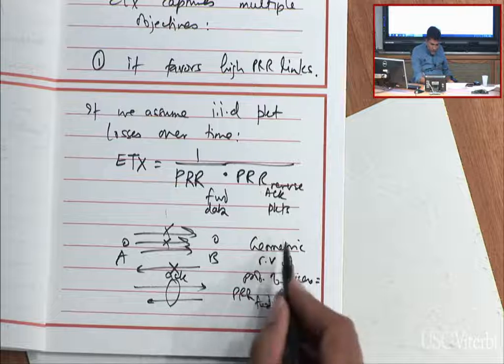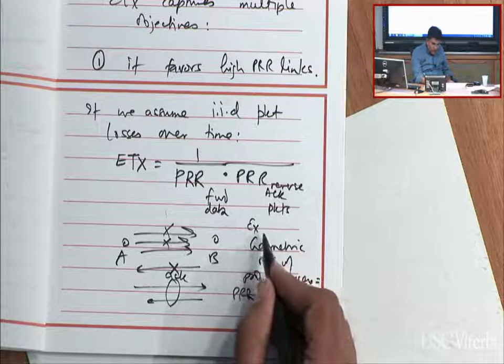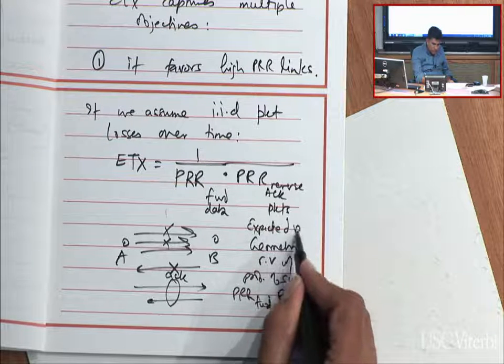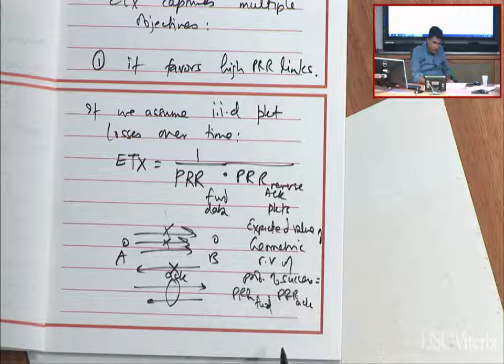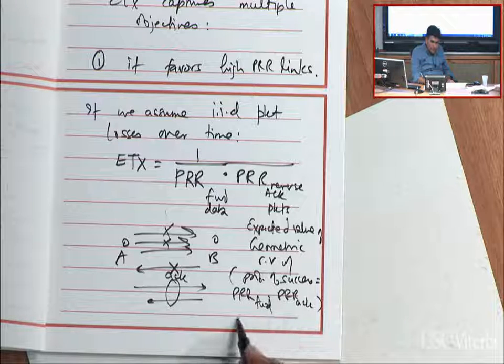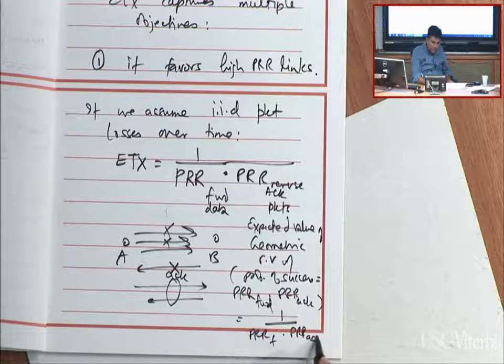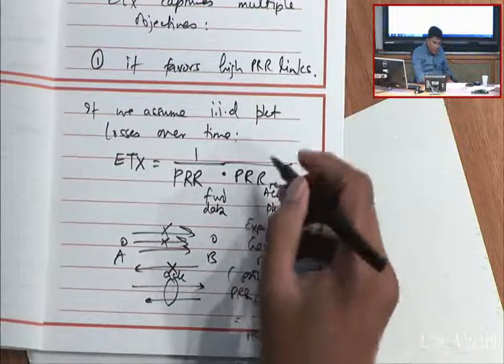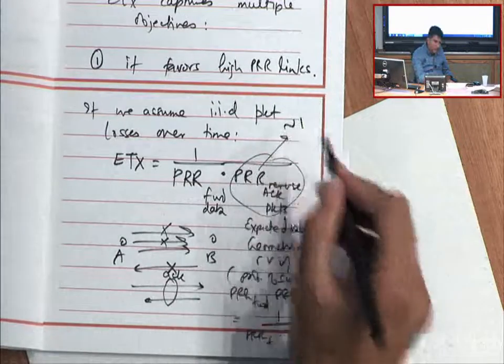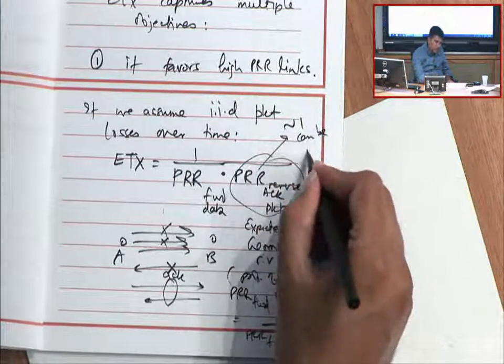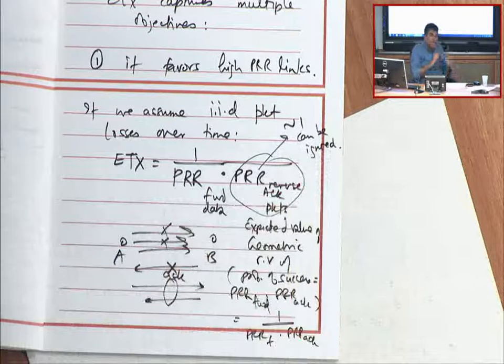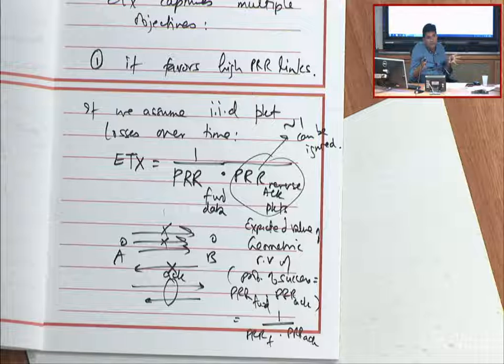And so the expected value of a geometric random variable, for which the probability of success is this, would be 1 over PRR forward times PRR ACK. Now, this number is often close to 1 and can be ignored. Why is that? Because ACK packets in many systems are very, very small compared to the actual data packet.